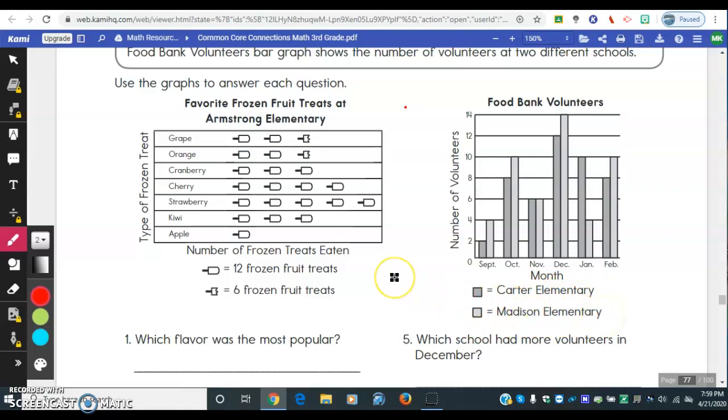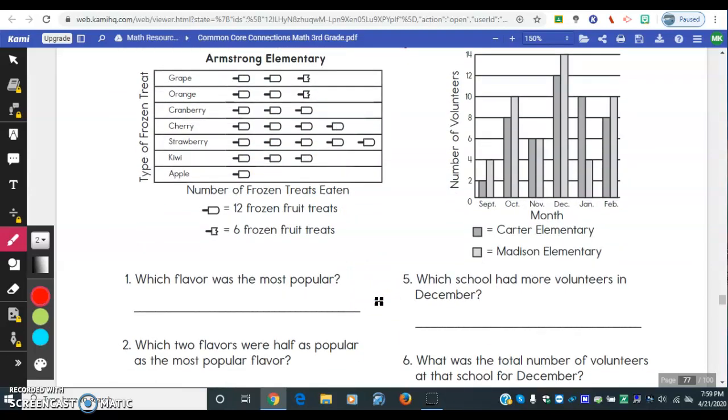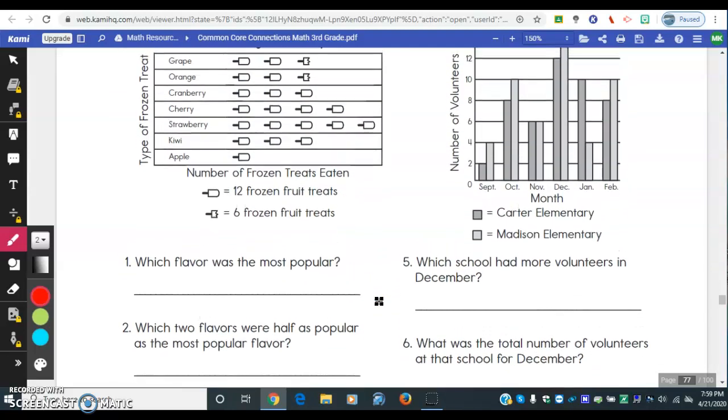All right. The first thing we notice about pictographs is they have a title, Favorite Frozen Fruit Treats at Armstrong Elementary. Over here, we have the type of frozen treat, grape, orange, cranberry, cherry, strawberry, kiwi, and apple. And across the bottom it says number of frozen treats eaten. And then we've got pictures. And we're going to answer some questions about this pictograph, starting with number 1.